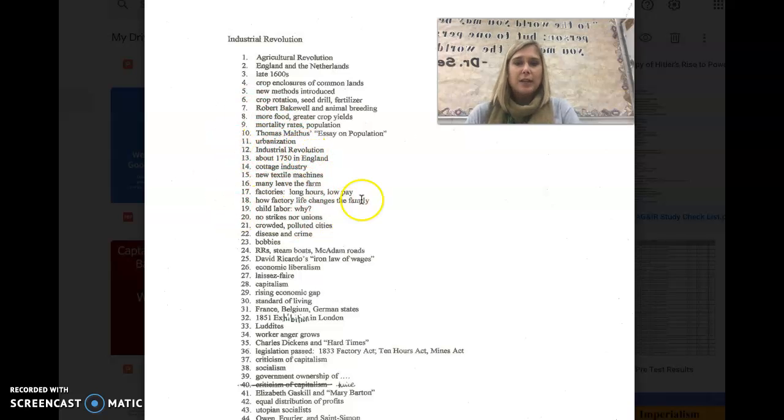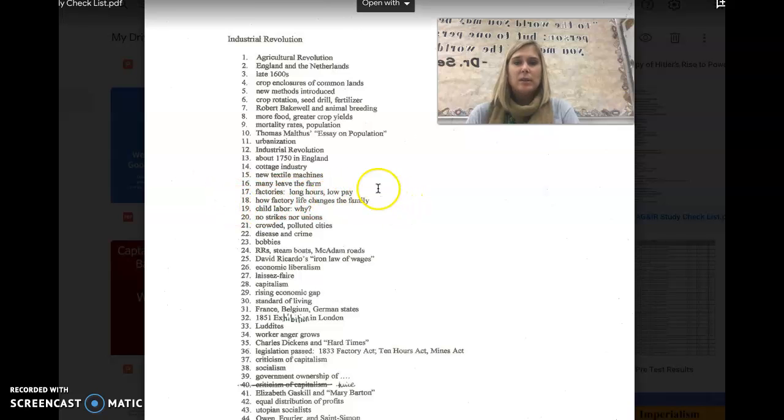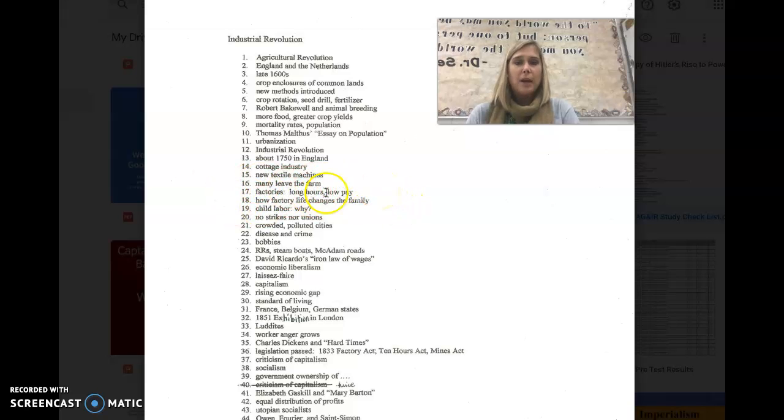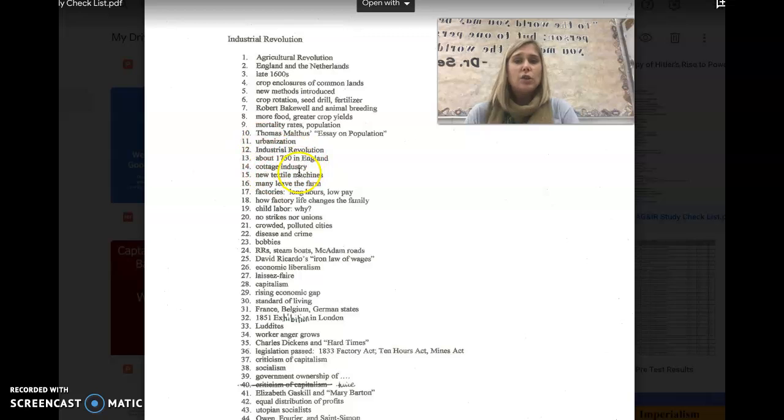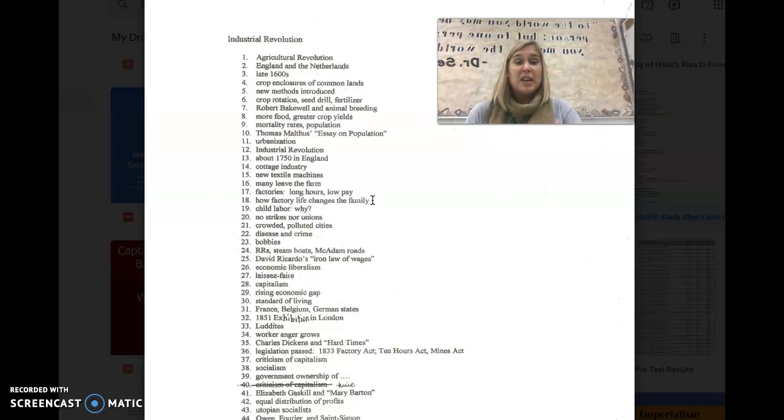Y'all know about the factories. We did a whole reading about that and how difficult it was for those workers, common complaints that they had. Let's see, of course, how it changes the family. Families do work together in the factories, just like they do in the cottage industry. But the biggest difference is you don't have that quality time that you get to spend with your family members in a factory because it's very strict hours. And the smallest mistake could mean you don't have money to feed your family.